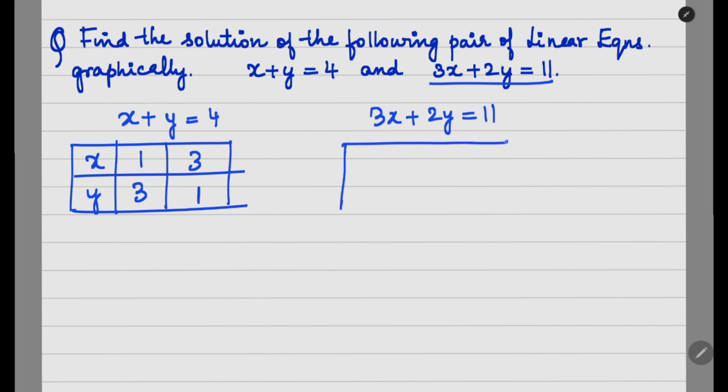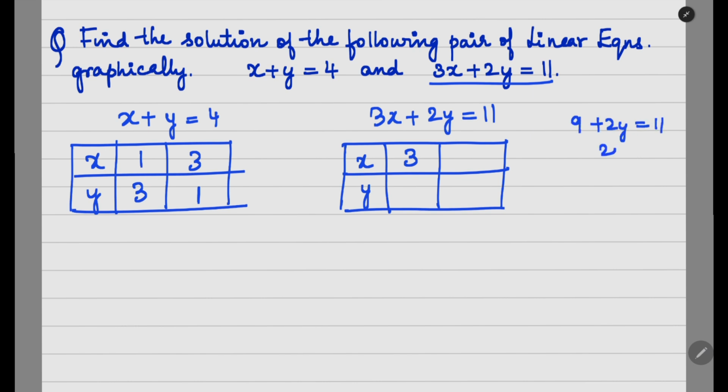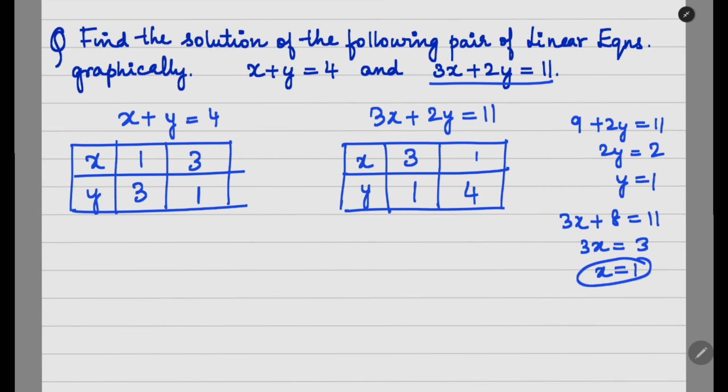Similarly, let us find the graphical points. x, y. Suppose x is 3. So what will be 3 into 3? 9 plus 2y equal to 11. So 2y equal to 11 minus 9, again 2, y equal to 1. Suppose y is equal to 4, which means 3x plus 2 into 4, 8, equal to 11. 3x is equal to 11 minus 8, which is nothing but 3, and x is nothing but 1.